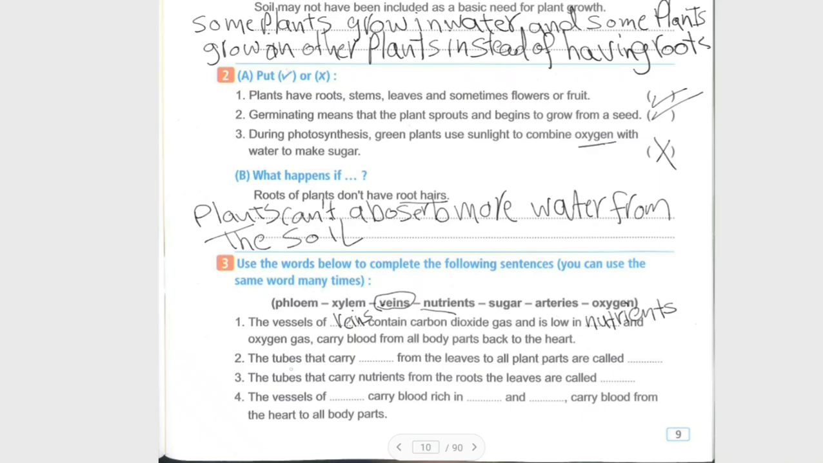Number 2, the tubes that carry food from the leaves to all plant parts are called phloem. Okay. Let's see number 3, the tubes that carry nutrients from the roots to the leaves are called xylem, of course. Okay, xylem.